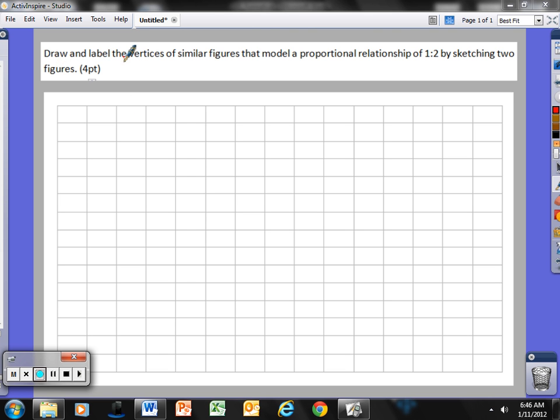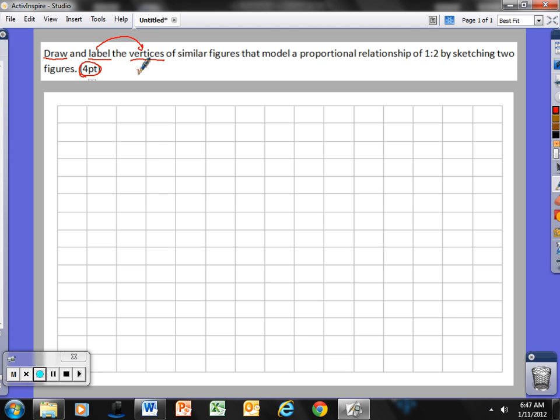Draw and label the vertices of similar figures that model a proportional relationship of 1 to 2 by sketching two figures. I see here it's worth 4 points. I know this is important. I need to get some points on this. 4 points is a lot to lose. Draw. Okay, I know how to draw. That's easy enough. Label. Okay, that just means when I draw something, I'm giving it maybe some letters or telling me what it is. The vertices. Okay, so now I know I need to label vertices.